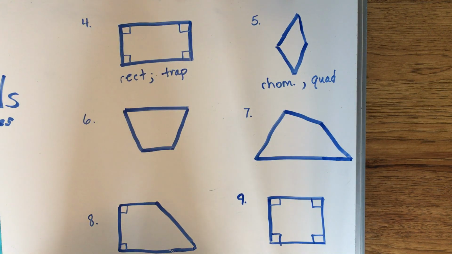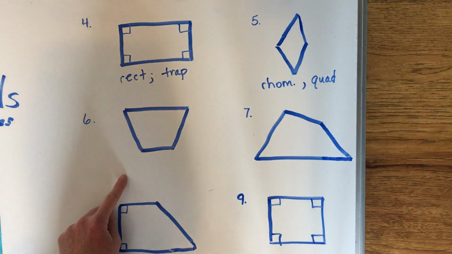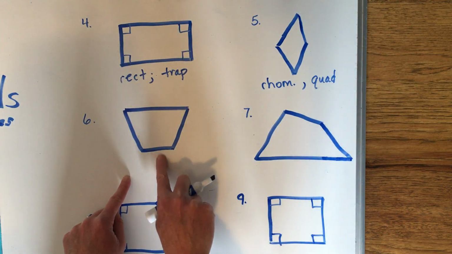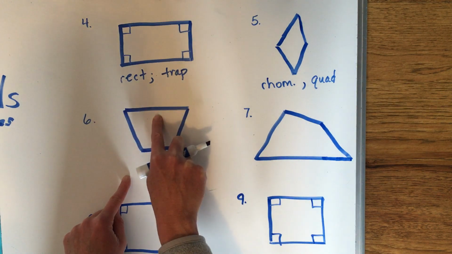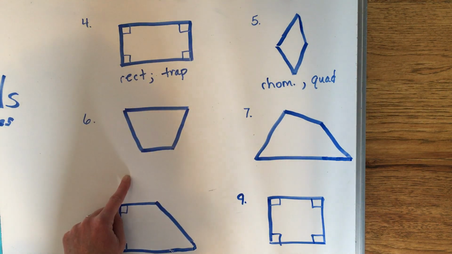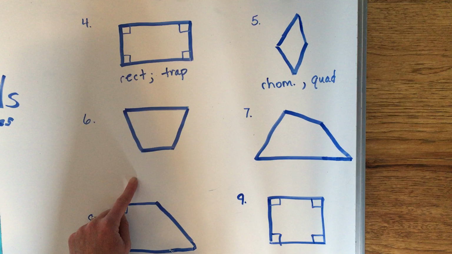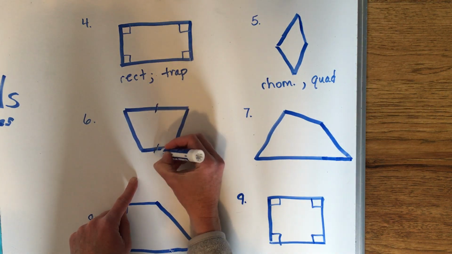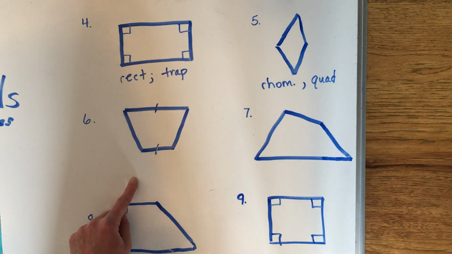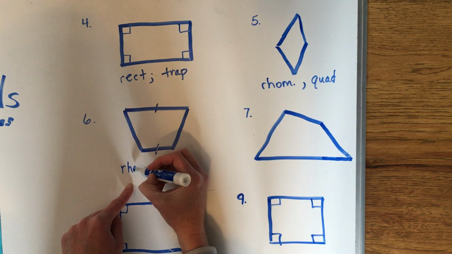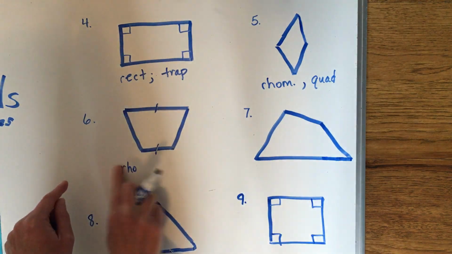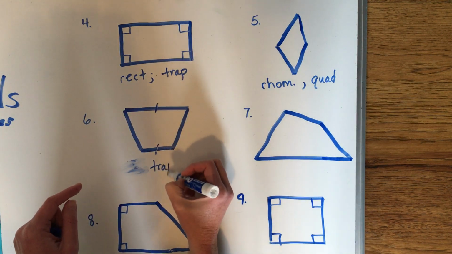All right, number 6. Is this a rectangle? No, a rectangle has to have four right angles. Is this a rhombus? No, because all sides in a rhombus have to be equal, and this side is surely shorter than that side, correct? Okay, not a rhombus. Is this a trapezoid? Does it have at least one pair of parallel lines? Yep, because this line and this line are parallel. So this would definitely be called, oh wait, a trapezoid. I wrote the wrong thing. This would definitely be called a trapezoid, okay?